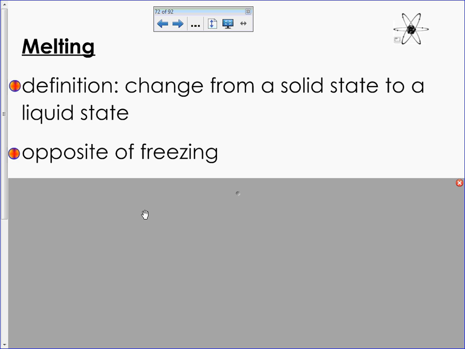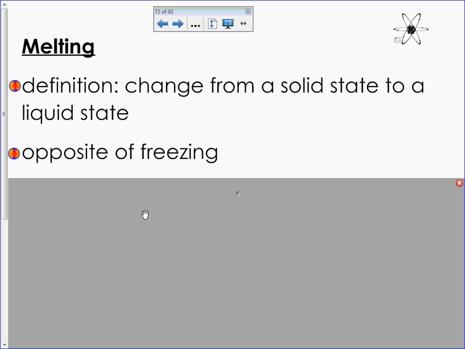And this is one of those processes where energy is absorbed, meaning we have to gain energy. Ice has to gain energy in order to melt, right? And when something gains energy, what happens to the motion of the molecules? They begin to speed up, right? And when they begin to speed up, what happens to the attractions between molecules? They begin to become less attracted, okay?